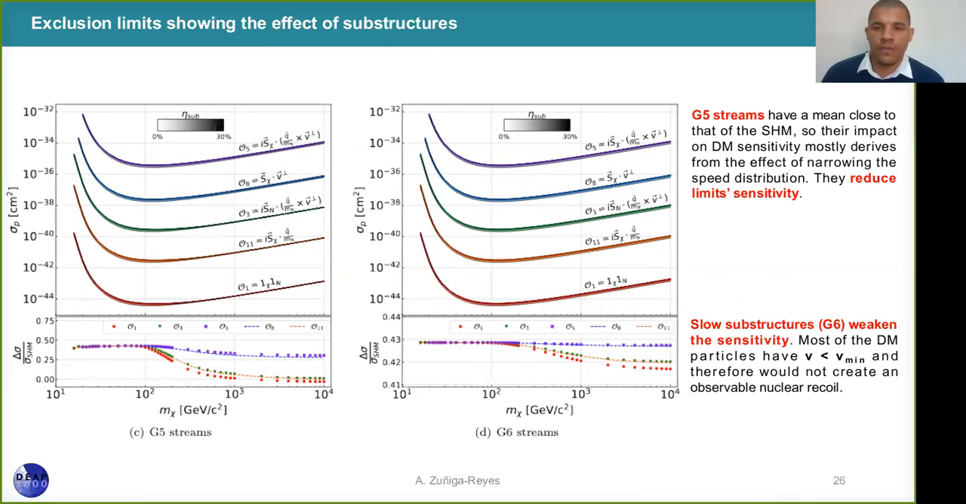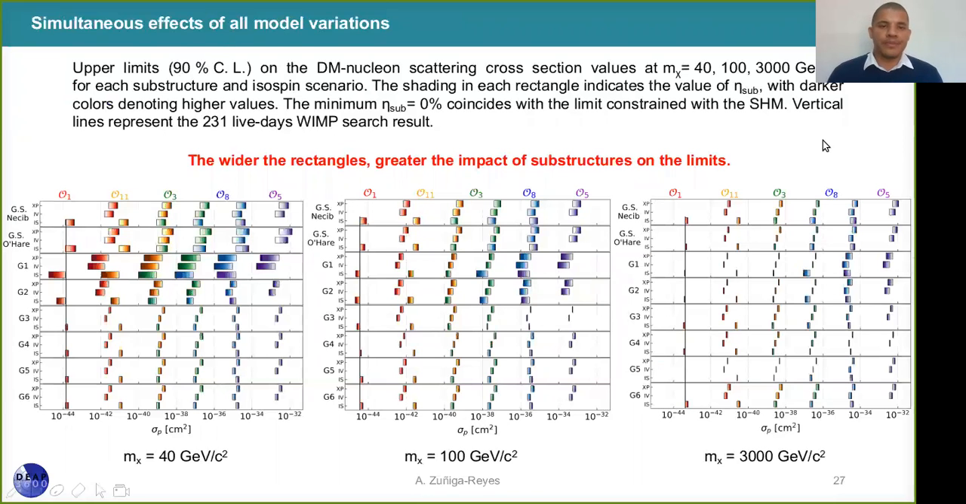uniformly the cross section limits, because most of the dark matter particles don't have enough energy to produce an observable nuclear recoil. Okay, now these are summary plots.